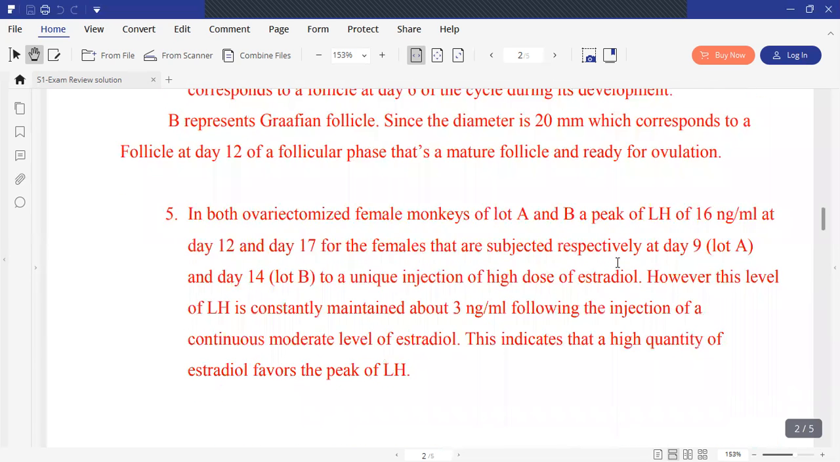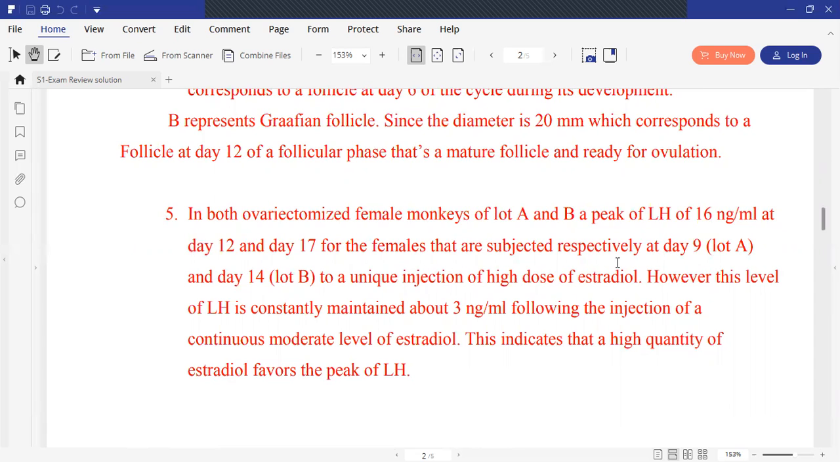You have to use the documents and be careful with them. Study 2: two lots A and B of female monkeys are subjected to ablation of their ovaries. They receive continuous injection of moderate levels of estradiol, which keeps LH at a low level. The monkeys here receive a unique injection of high dose estradiol on a specific day. The variation is monitored in these monkeys and the results are shown in document 4. These two monkeys have had ablation of the ovaries.